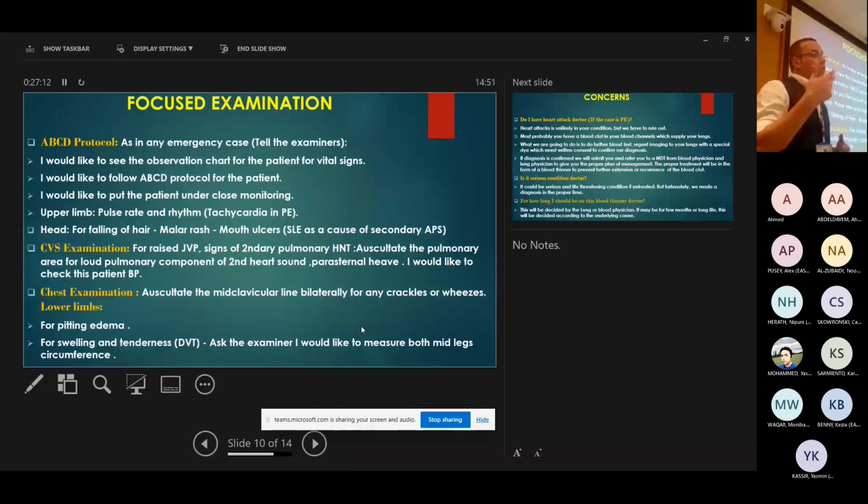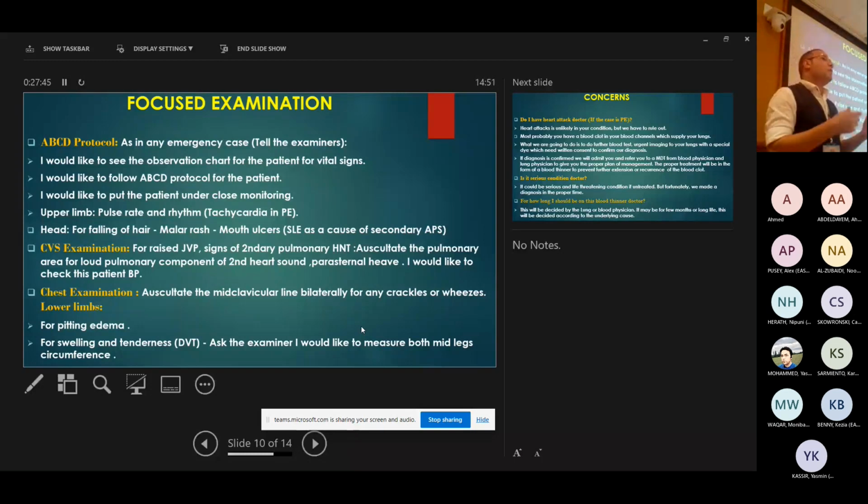It's the same for upper GI bleeding, for example. You have to follow the same protocol. Before examining the patient, tell the examiner that I'd like to do 3 things. I'd like to follow the ABC protocol. I'd like to see the observation chart of the patient. I'd like to put the patient under close monitoring. Then you can examine, like Aisha did from the beginning. I examined the pulse for any complication or any pulse problem as a consequence of PE, so sinus tachycardia or atrial fibrillation, for example.